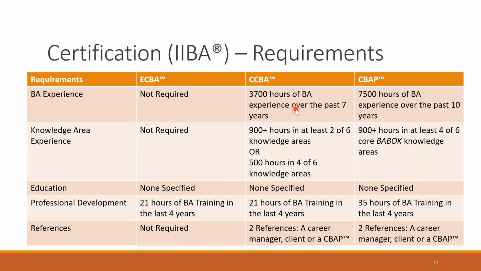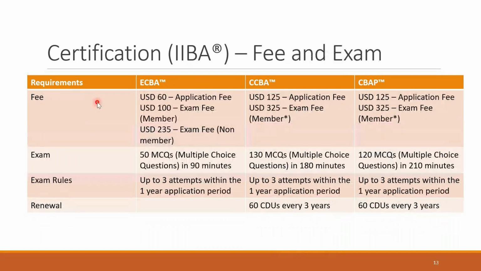Once you fulfill these basic criteria, there will be a certain fee, like I mentioned. You can either just appear for the exam, or you become a member of IIBA by paying some fee, and then the exam fee will be slightly less. For example, if you are a non-member, you pay 235 US dollars. If you become a member, you pay just 160 US dollars.